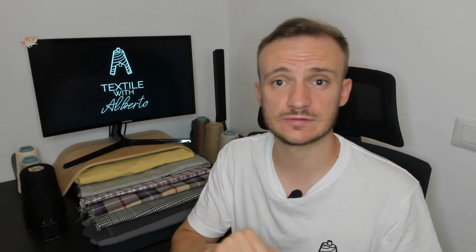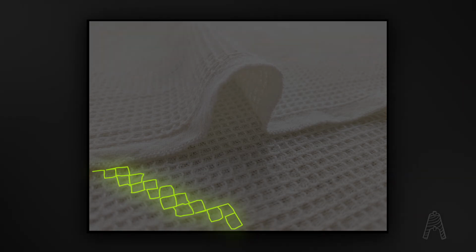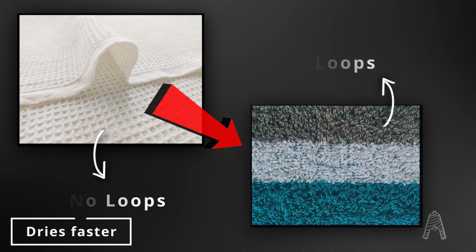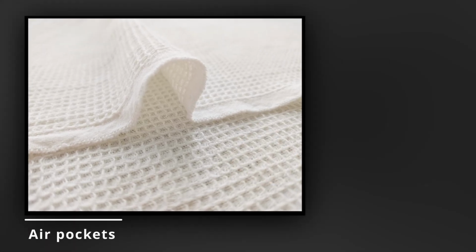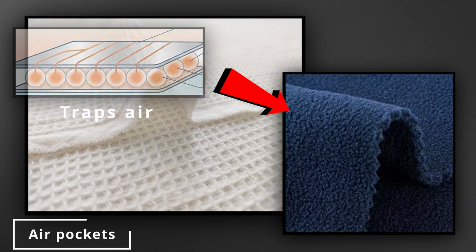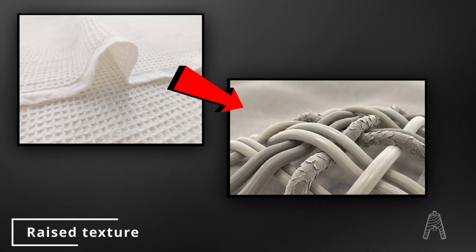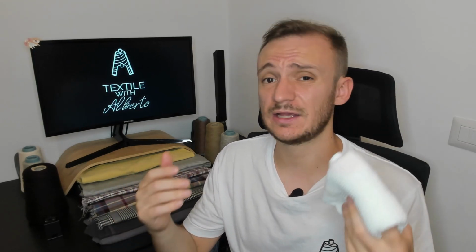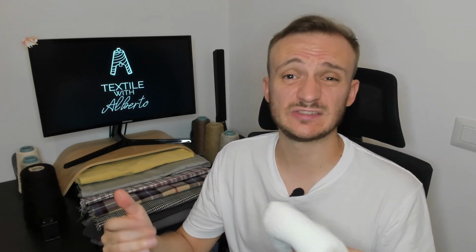Anyway, this cell structure creates three things. More surface area than a flat weave, so it dries faster. It's the same idea behind terry cloth, basically, but here you have no loops. Air pockets trapped in the cells add insulation. It's the same idea behind polar fleece, but here you have no napping, and it's woven, not knitted. The raised texture creates a gentle friction, good for scrubbing and exfoliating. That's why you find this fabric in kitchen towels, bathrobes, blankets, technical garments, and thermal base layers.